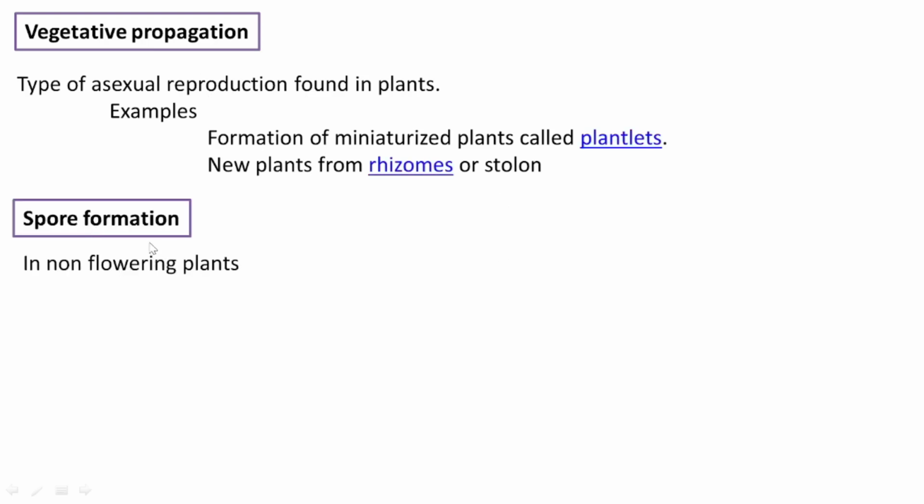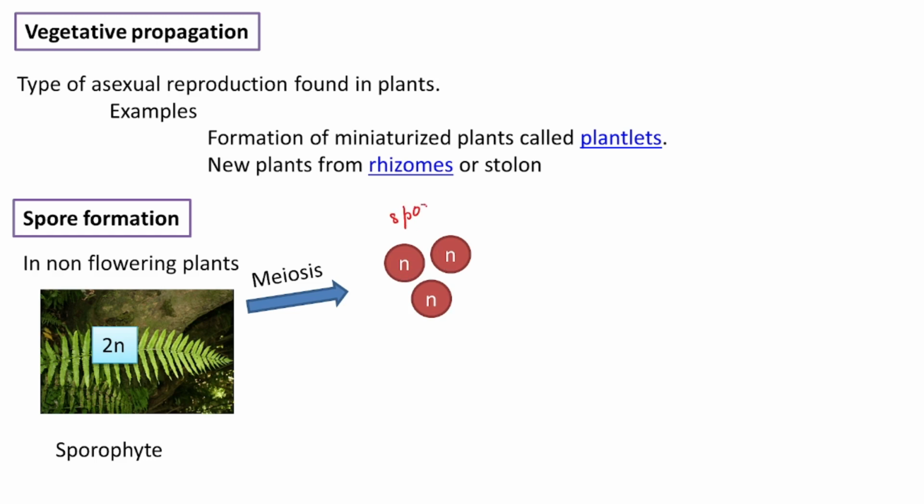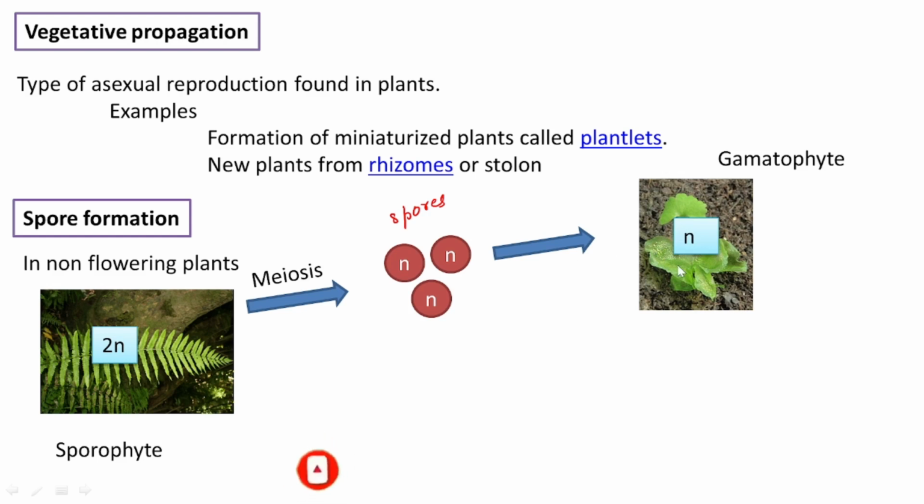Next is spore formation. It is usually found in non-flowering plants. It starts from a diploid stage, that is the sporophyte stage, the spore-bearing stage. It undergoes meiosis, and as a result of meiosis, haploid spores are formed. Haploid spores are forming here. Later these spores grow into a multicellular gametophyte. That multicellular gametophyte is haploid.